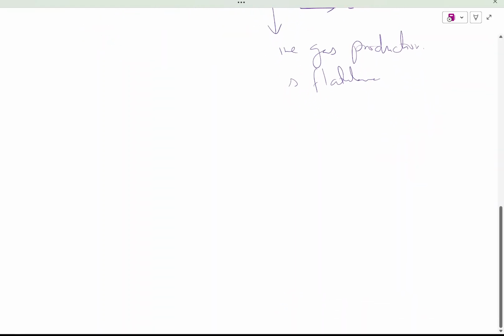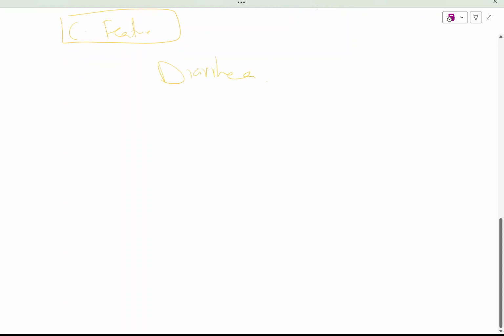Now we are going to discuss the clinical features. How does the patient present to you? The patient comes with diarrhea. The main chief complaint is diarrhea. The next thing is cramping abdominal pain. The third thing is abdominal bloating and flatulence. The next thing is nausea. These are the 4 clinical features which are present in almost all patients of lactose intolerance.